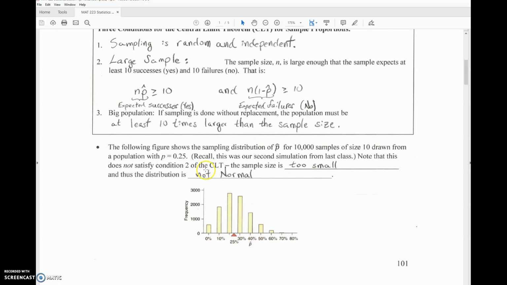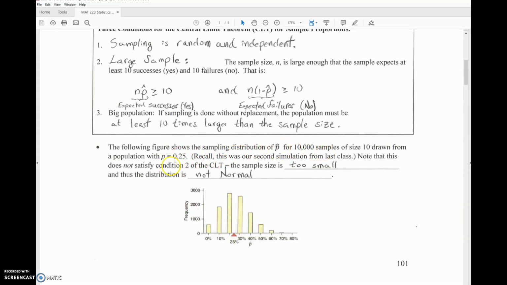Remember, this was a result of our second simulation, where I was showing you a sampling distribution of p hat for 10,000 samples of size 10 drawn from a population with p equals 0.25. Remember, I had 25% walkers. I had a population of 1,000, and 250 of them were walkers, so the population proportion of walkers was 0.25.